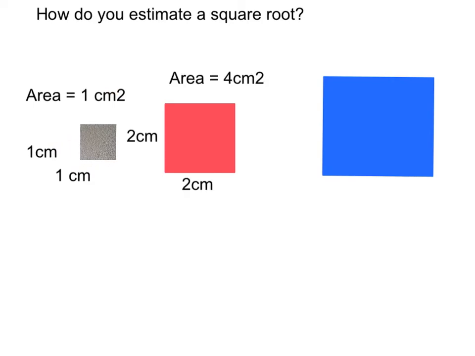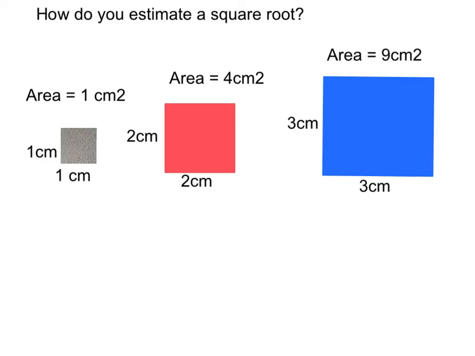Now, if we double each of the side lengths of this red square, we can see that it now has an area of 4 square centimeters. So you can see that the original is 1, 2, 3, 4. Fits in 4 times to the one with the area of 4 square centimeters.